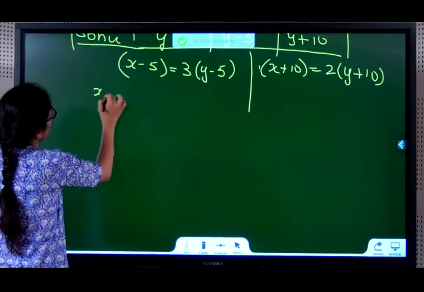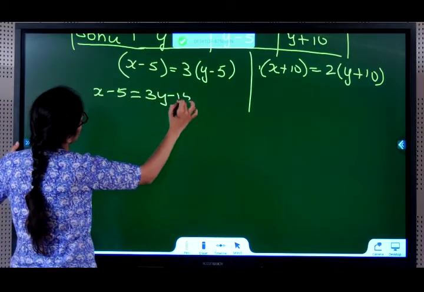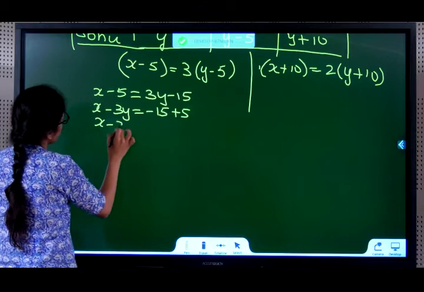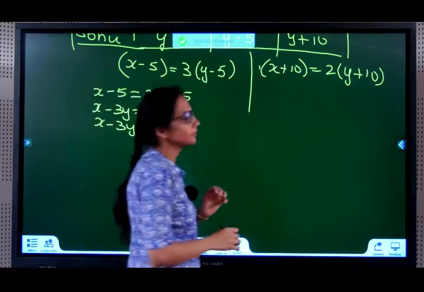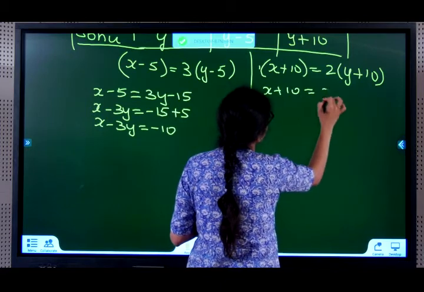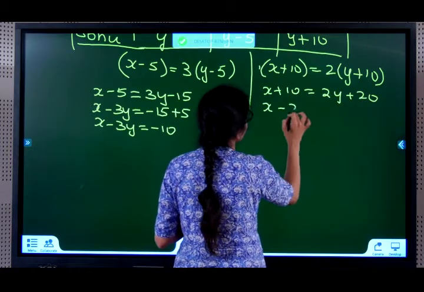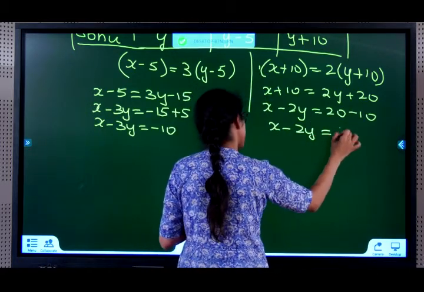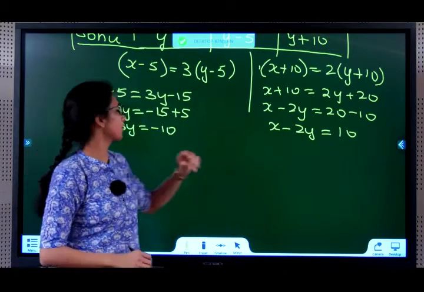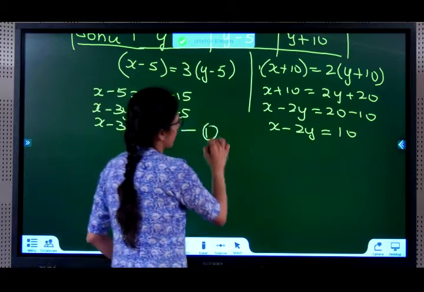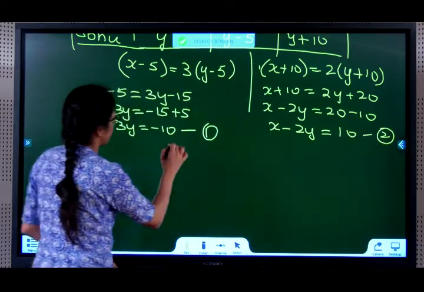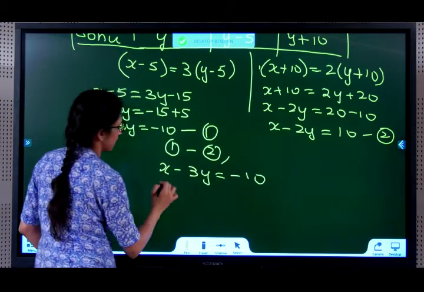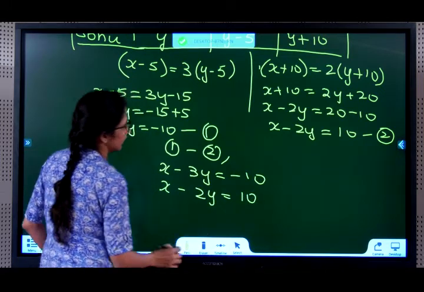Open the brackets. x minus 5 is equal to 3y minus 15. x minus 3y is equal to minus 15 plus 5. x minus 3y is equal to minus 10. x plus 10 is equal to 2y plus 20. x minus 2y is equal to 20 minus 10, which is 10. x and x have the same coefficient. The signs are same, so go for subtraction. Let's call this 1 and let's call this 2. 1 minus 2. x minus 3y is equal to minus 10. x minus 2y is equal to 10.